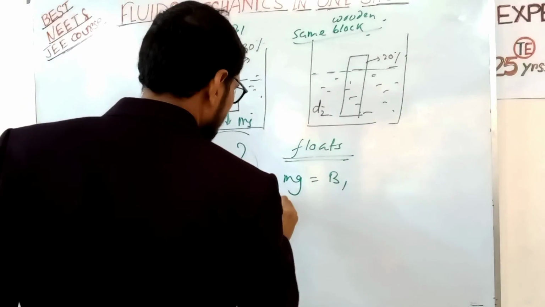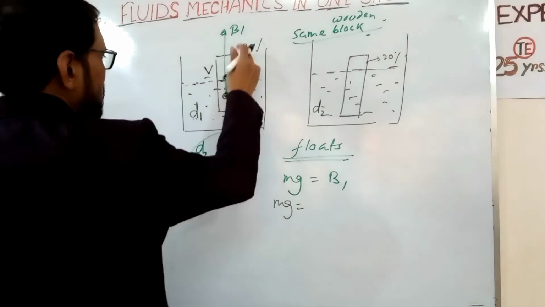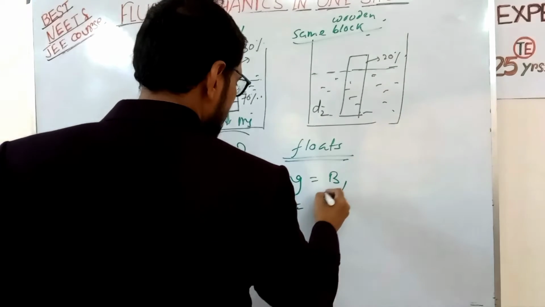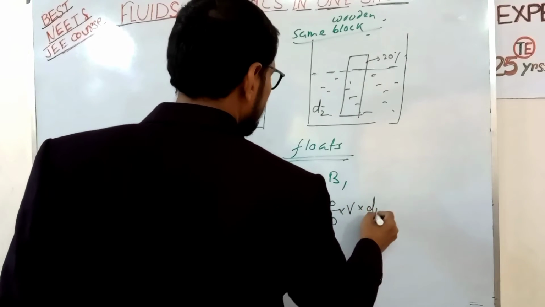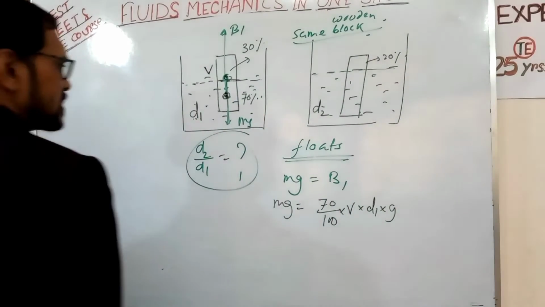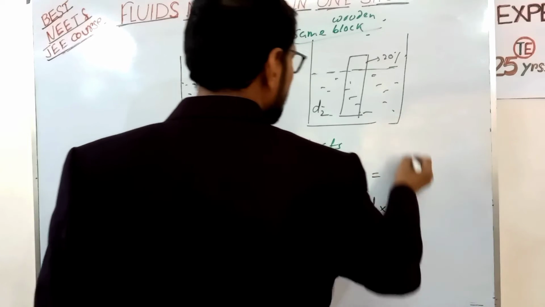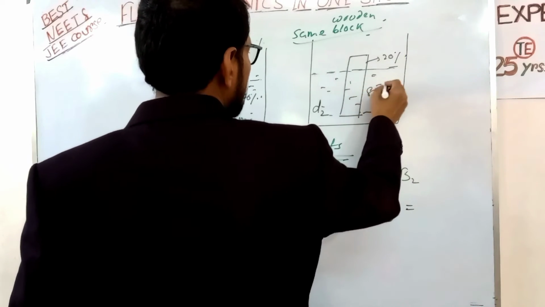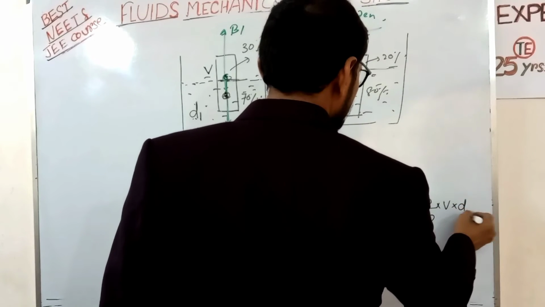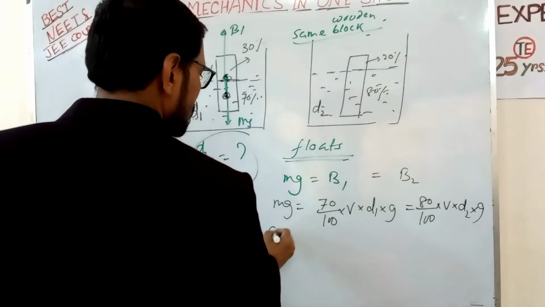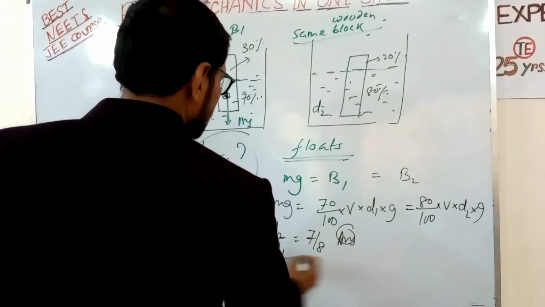So mg equals b1. What is b1 equal to? Suppose the volume of this block is V. It is 30% upside, which means 70% inside. So buoyancy force equals the volume of displaced liquid, 70 by 100 of V, into the density of the liquid d1, into g. Now for the same block, mg equals b2. What is b2? 20% upside means 80% inside, so 80 by 100 into V into density d2 into g. So we get d2 by d1 equal to 7 by 8. This is the answer.